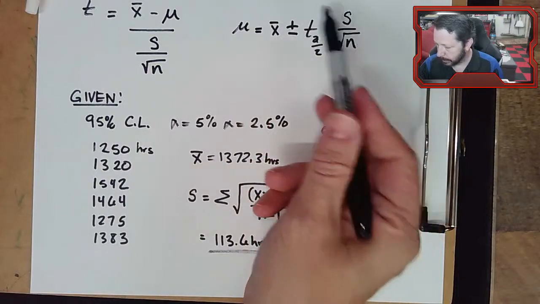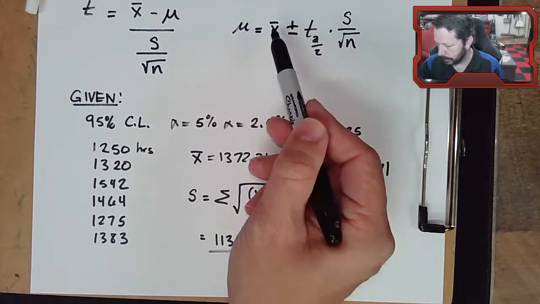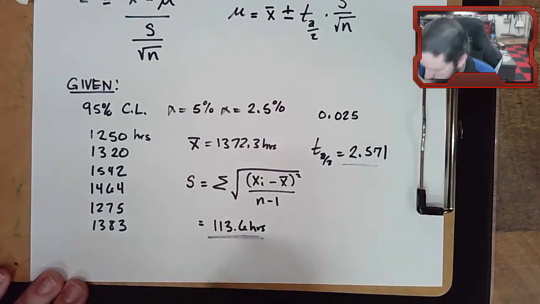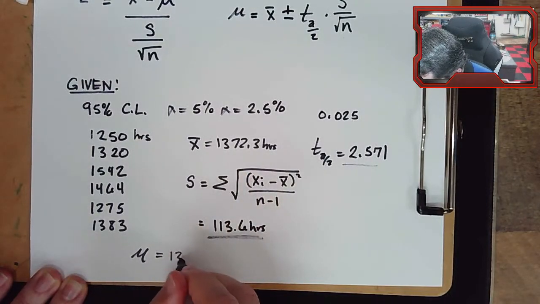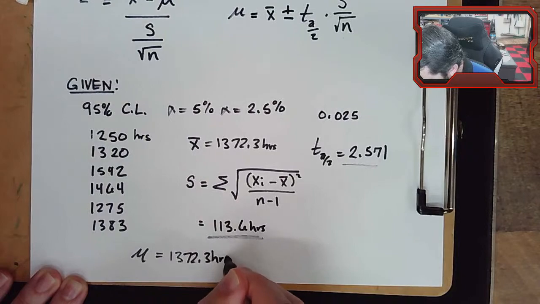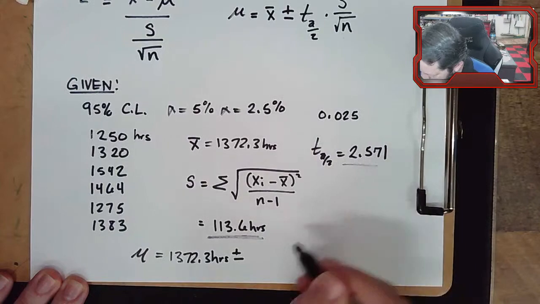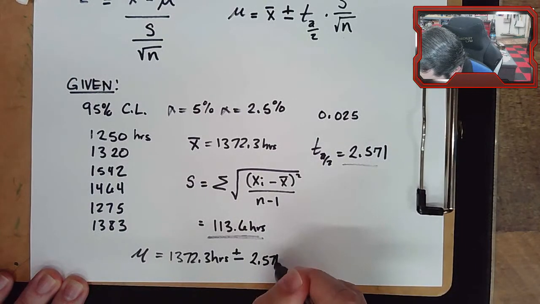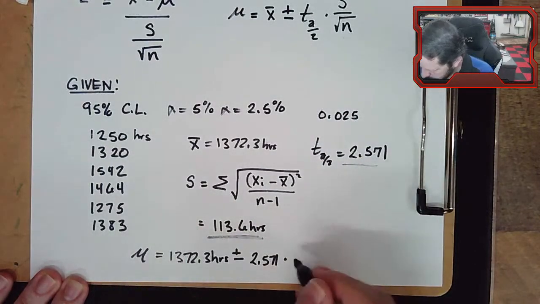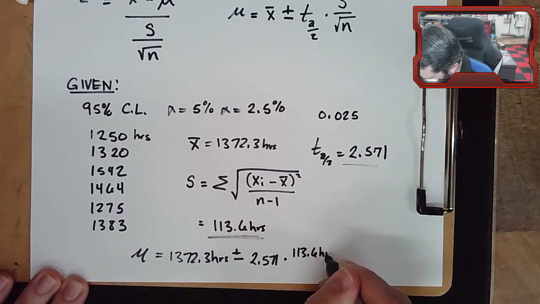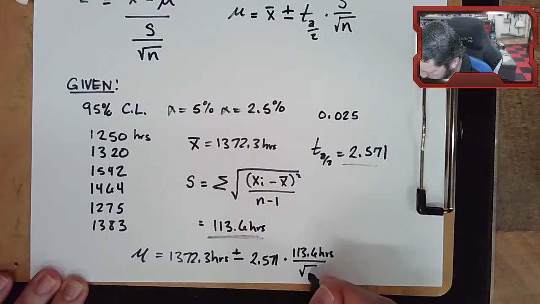Then we just fill in the equation. We know standard deviation. We know our number of samples. We found our t alpha over 2, and we have our sample mean. So the population mean is going to equal 1372.3 hours. That's our sample mean, plus or minus t alpha over 2, 2.571, times standard deviation was 113.6 hours, divided by square root of n. N is 6, so square root of 6.